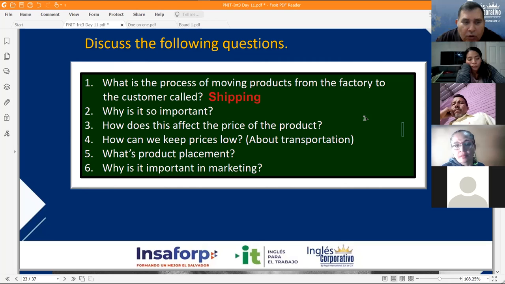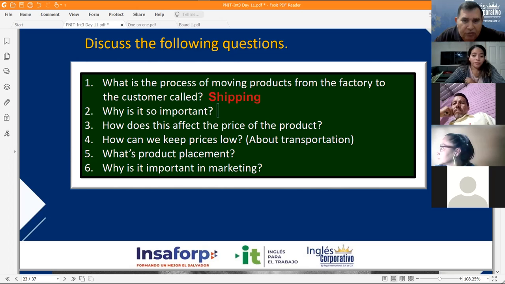Okay. Why is shipping important, Lourdes? Because moving the products is very necessary for the companies. Like a delivery, for example, if the enterprise needs to carry a specific product to any customer, it needs shipping.